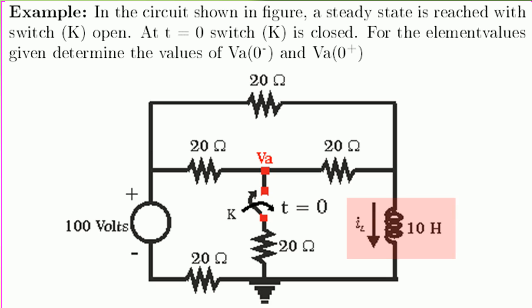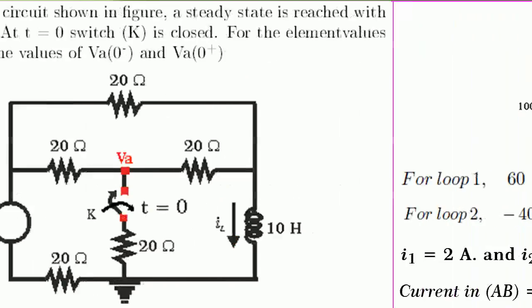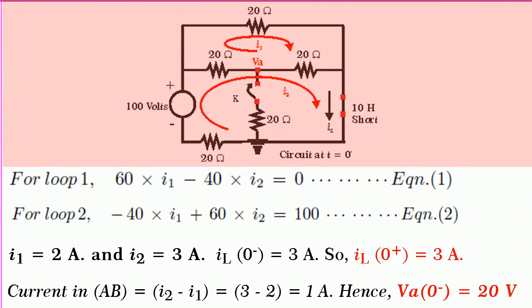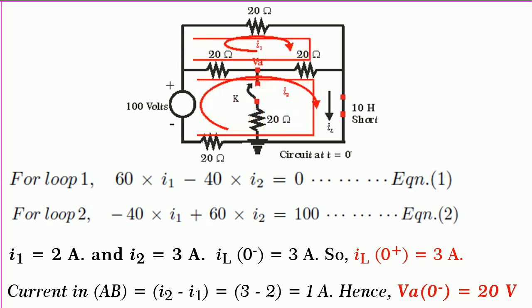If you observe the given network, there is only one energy storing element, that is inductance. So, we have to find IL0 minus. Therefore, let us draw the equivalent circuit at t is equal to 0 minus. We know that at t is equal to 0 minus, the switch K is open and the inductance will be short because it will behave as though it is at t is equal to infinity. So, first you should identify that the current through this resistance of 20 ohm is 0 as K is open. Hence, the circuit reduces to a two-loop network.